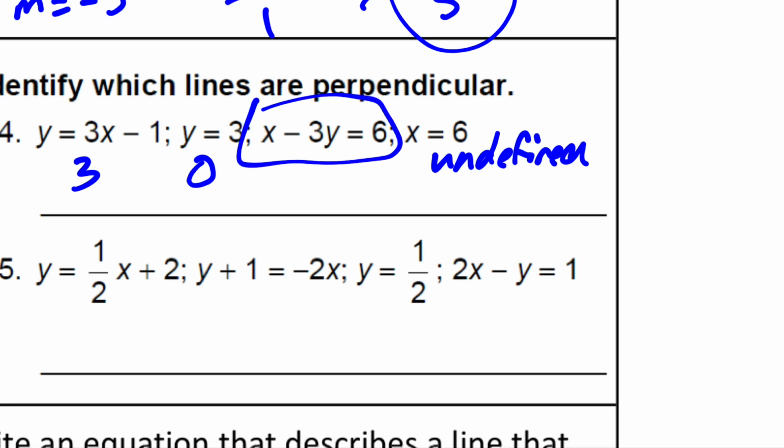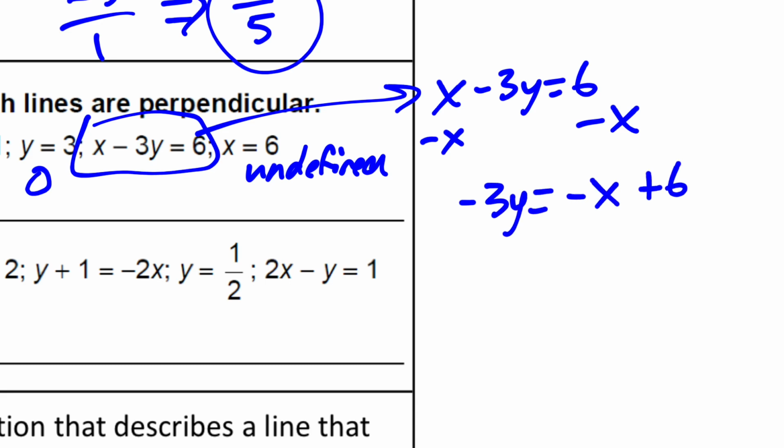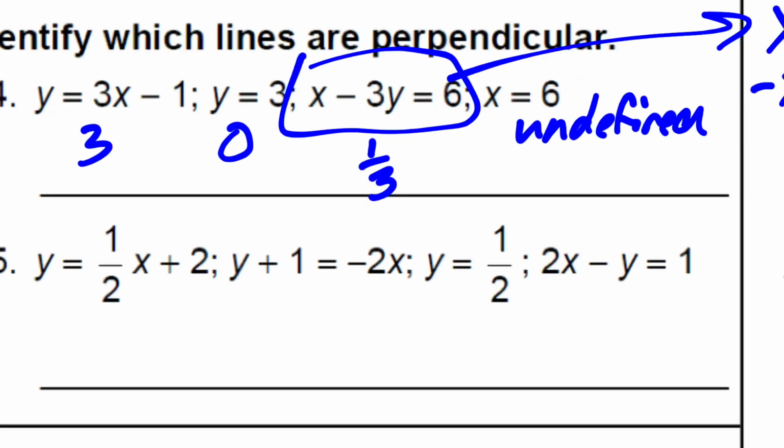And for this one, I have to solve it. So first I'm going to subtract x from both sides. I have negative 3y is equal to negative x plus 6. Then I'll divide everything by a negative 3. y is equal to 1/3 x minus 2. So my slope is going to be 1/3. If I look at all of the different slopes here, this one and this one are perpendicular because 0 and undefined are perpendicular slopes. This is a vertical and a horizontal line.